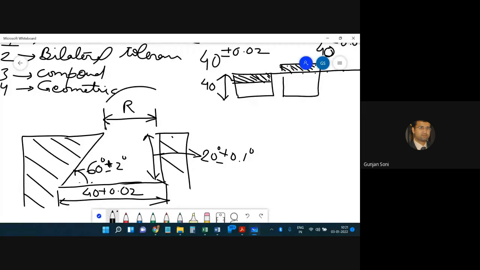So R is actually a compound. R will actually have a compound tolerance because it is dependent on these three dimensions. Okay, this is dependent on A, this is dependent on B, and this is dependent on C. So this is a resultant tolerance which you get. The tolerance on R is a resultant of A, B, and C. Are you getting it? So that's why it is called a compound tolerance.